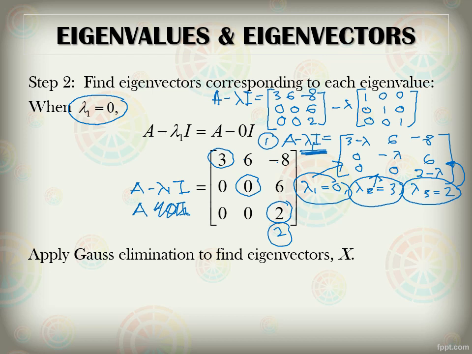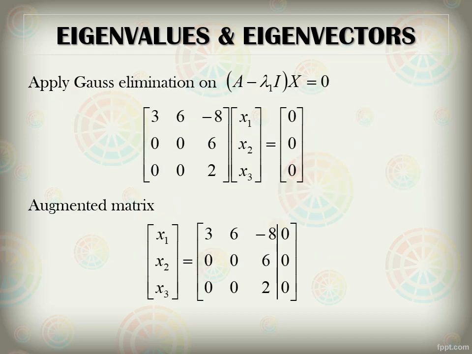So next, to find the eigenvectors, we need to reduce this matrix by using the Gauss elimination method until we get the REF matrix. Right, so for lambda 1 equal to 0, this is what we have just now.